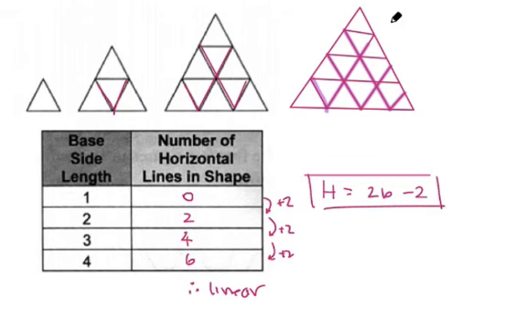Now we want to extrapolate to find the 7th step. So if we keep going with our chart, we'll get 5, and we'll get another plus 2, so 8. Our 6th one will then be 10, and our 7th one will be another plus 2, so 12.